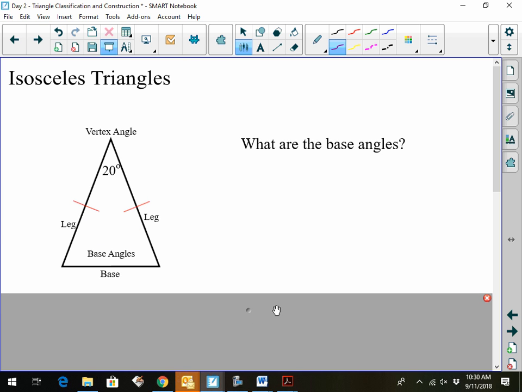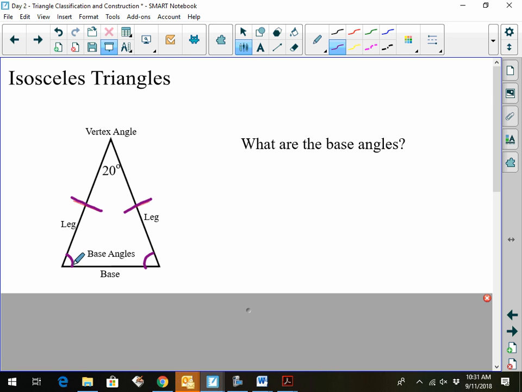I'll give you a moment to draw this, and while you're drawing this, take a look at the different vocab words. So we have our two congruent sides, and those are called our legs. Then the side that's not congruent is called the base. So at the base we have what's known as the base angles. We're going to talk about what the base angles are, but they're the ones down here.